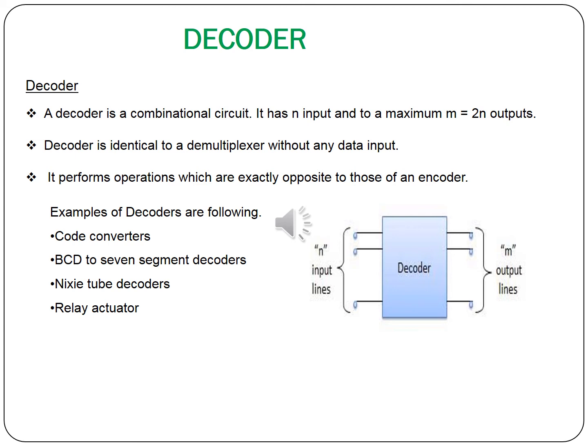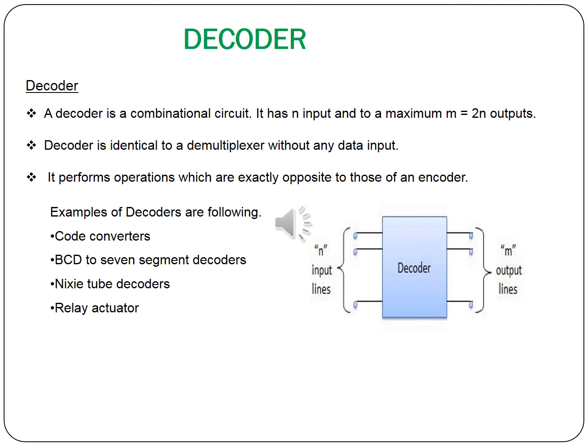Another topic is the decoder. A decoder is also a combinational logic circuit, a special type of combinational logic circuit. This circuit has n inputs and produces a maximum of m output lines, where m is 2 to the power n. So 2 to the n output lines are selected from the n input lines.